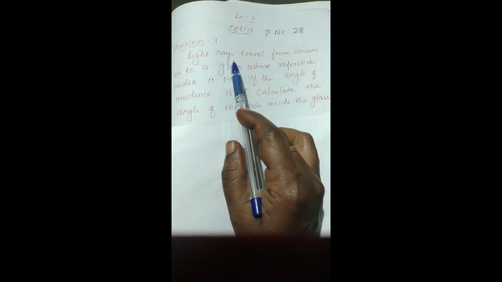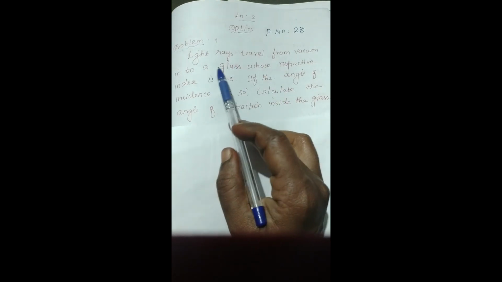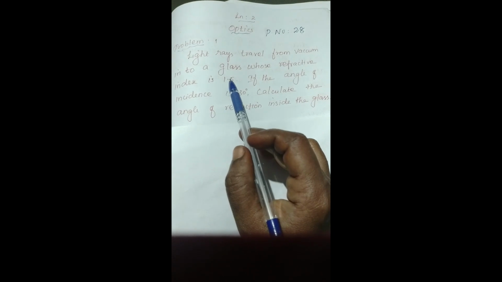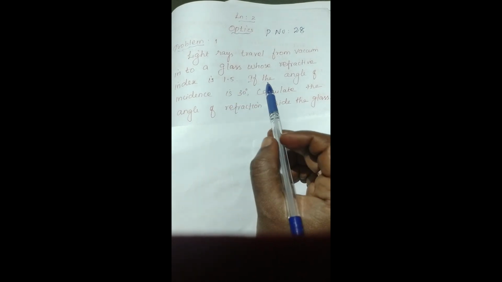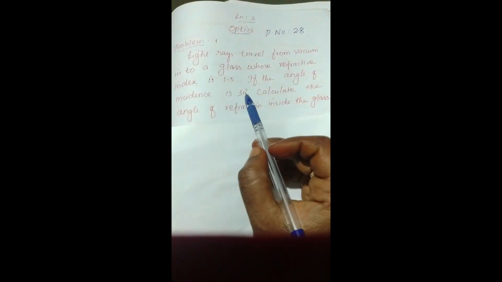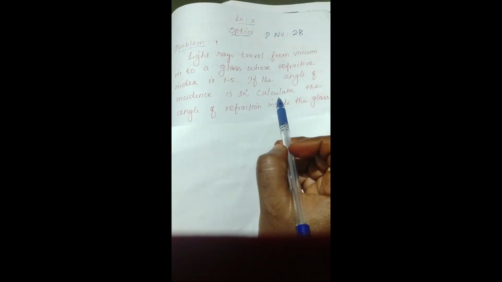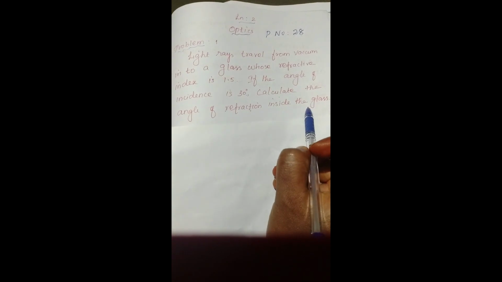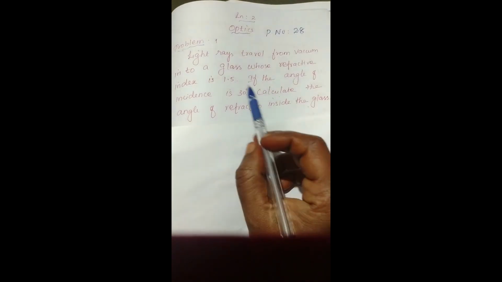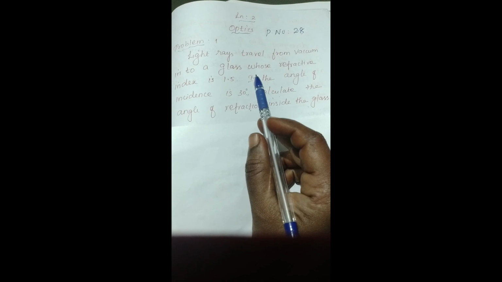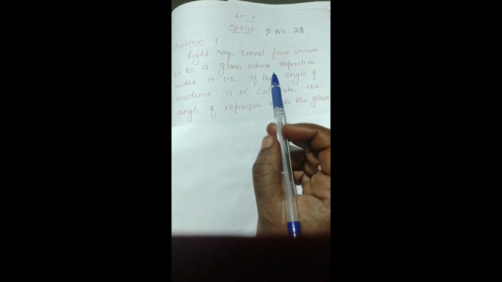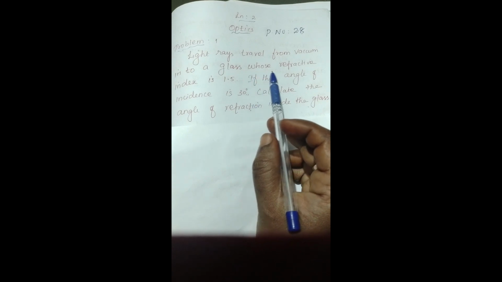The light rays travel from vacuum into glass whose refractive index is 1.5. If the angle of incidence is 30 degree, calculate the angle of refraction inside the glass. So first you have to read the problem carefully and write what is the given data. Okay. What's given here?